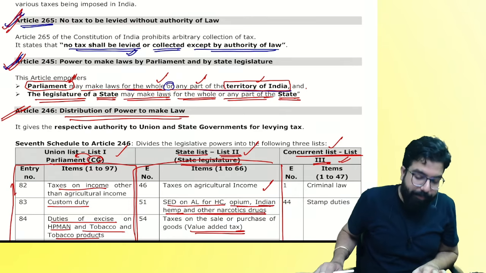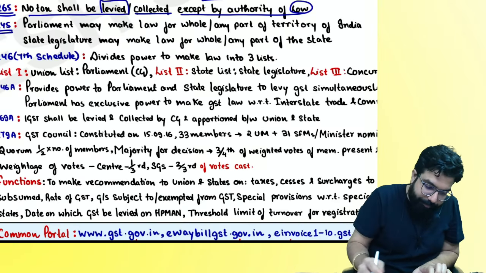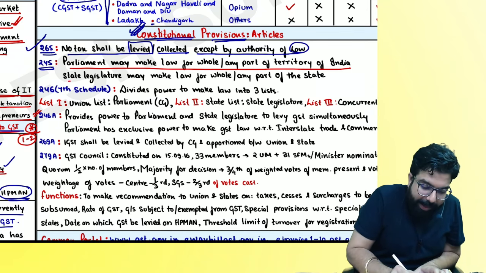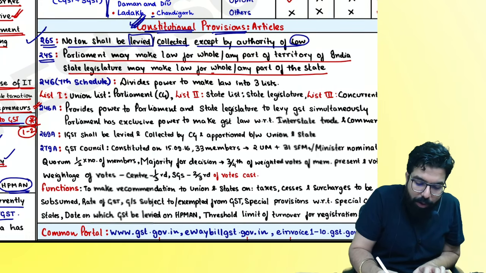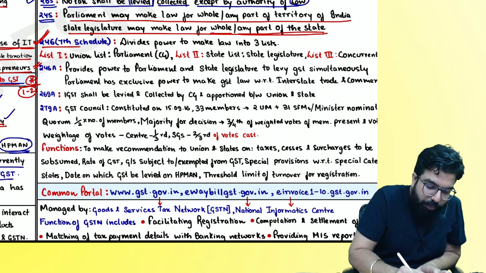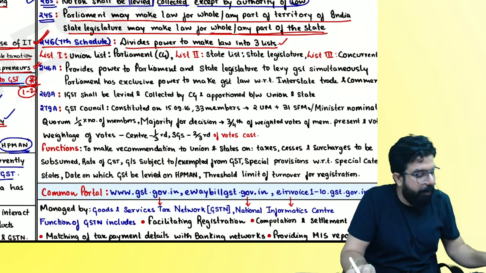Are we clear, everyone? Now, by chance, if there is any problem, okay. Parliament will make law for the whole or any part of India, and the state legislature will make law for the whole or any part of the state. Next. Then came article number 246, Seventh Schedule, which divided the power to make law between how many lists, everyone?